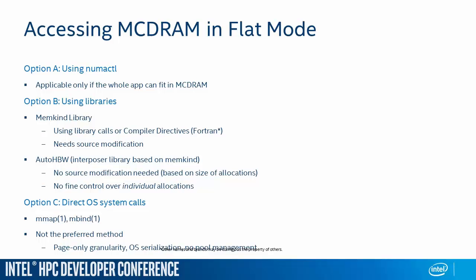And as a last option, you can make direct system calls to access MCDRAM. It is just another NUMA node, and you can call mmap and mbind. There are some downsides to that. You can only do allocations in that way with page size granularity. The operating system is going to serialize your calls to mmap, and there's no pool management to avoid making those mmap calls repeatedly. So this is the reason why people use heap managers. It's why there's a malloc call in the ISOC standard, and that's why we've developed the libraries for doing heap management.